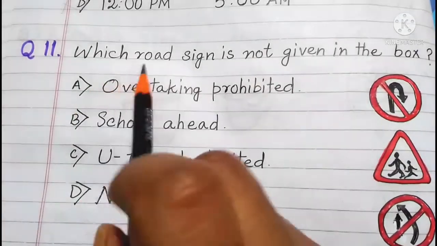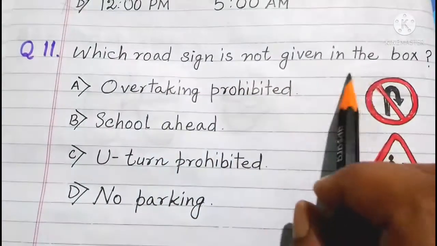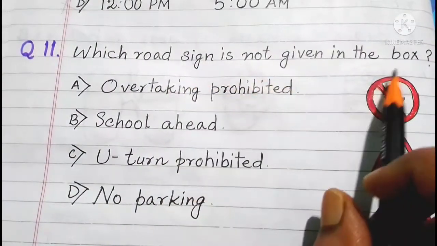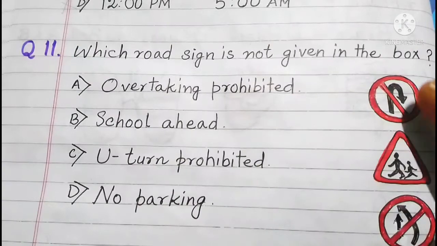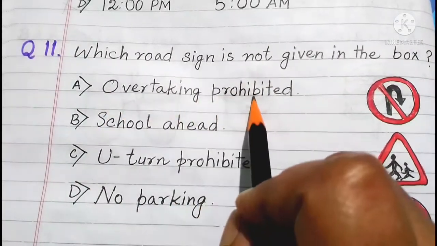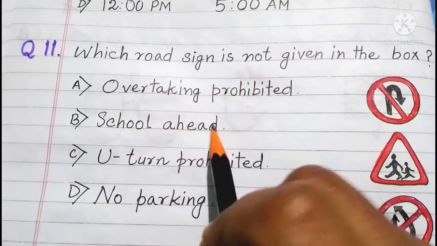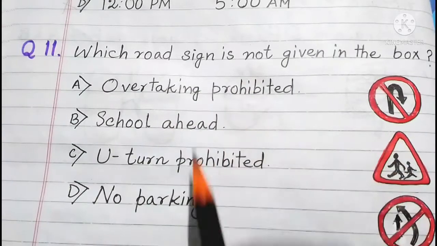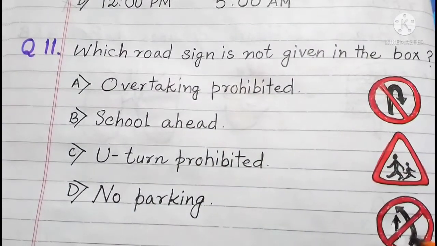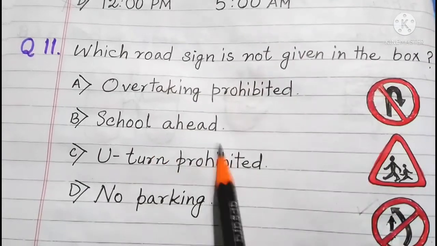Coming to question number 11. Which road sign is not given in the box? Box means these symbols actually. So overtaking, A option is overtaking prohibited. Yes, this is the symbol for overtaking. It is given. School ahead.